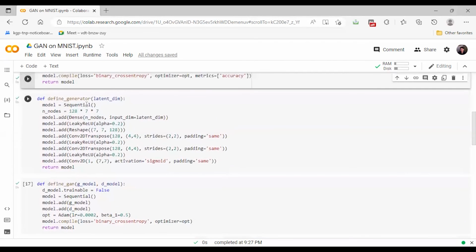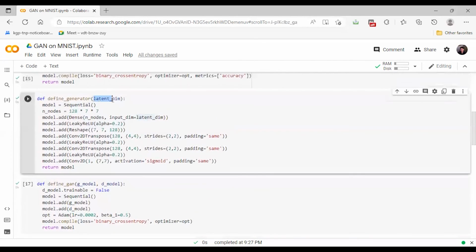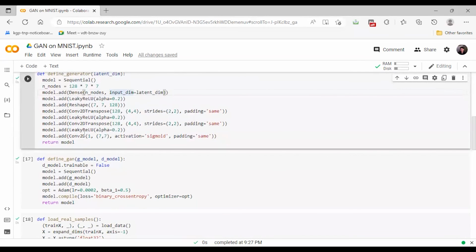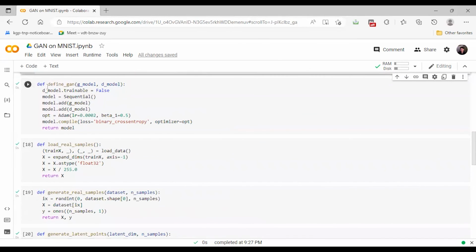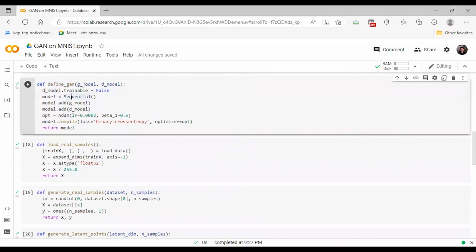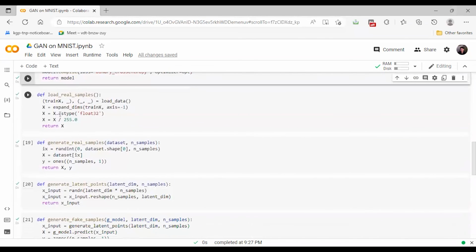This is the generator. The first layer of the generator takes a latent number of dimensions that we set as a prior, and the output will be a 28 cross 28 cross 1 image, which corresponds to the generated MNIST image. Then we define the GAN as the combination of the generator and the discriminator.